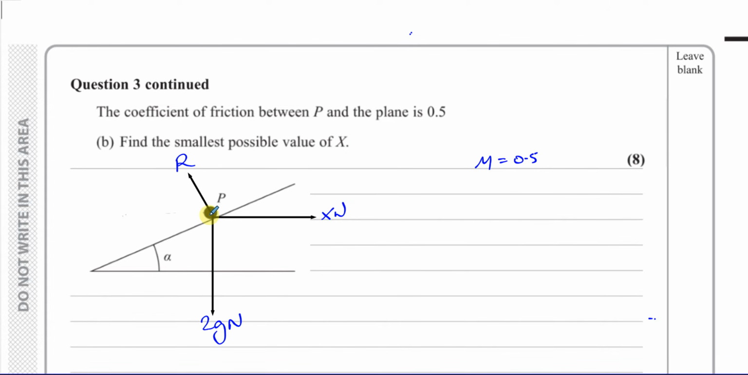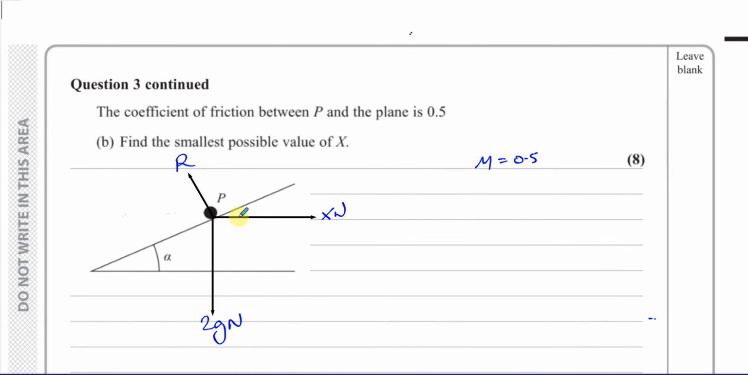Okay, now if you want to find the smallest possible value of x, you have to find the value of x that will be just enough to stop it from sliding down the plane. If you want to find the biggest possible value of x, it is the highest value it can go before this starts sliding up the plane. Because if you start pulling this with a bigger force, it's going to try to slide up the plane, but the friction will stop it until a certain point. And a lesser force is required to stop it from sliding down the plane.